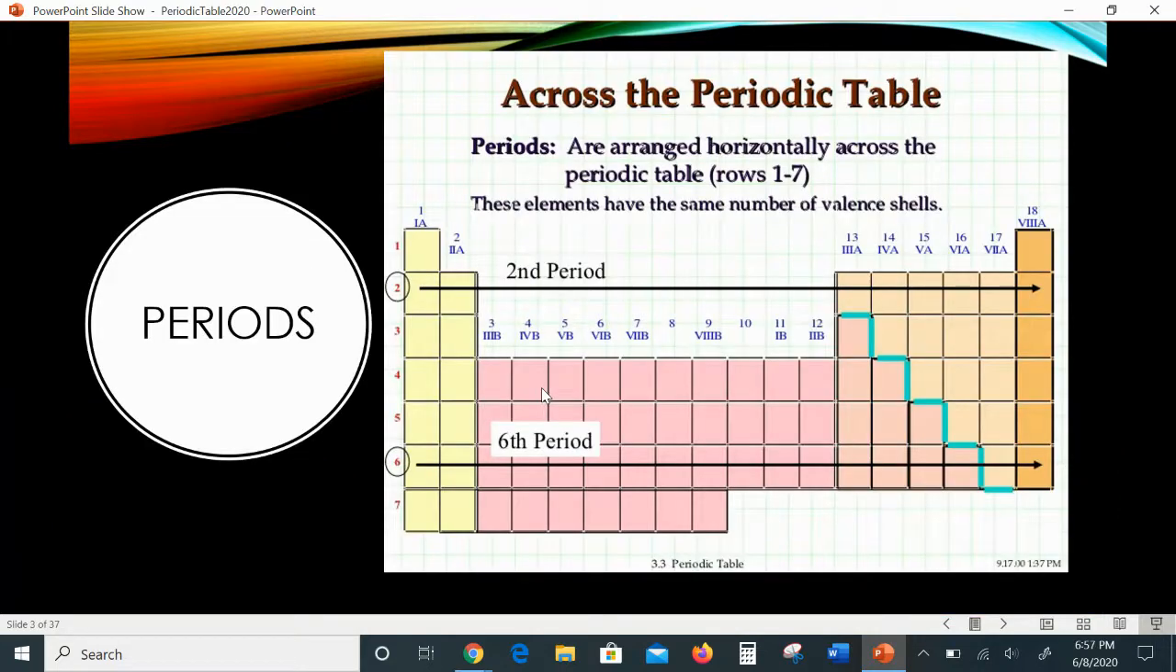So across the periodic table, the rows, we call those periods. And the periods correspond to how many energy levels there are around the atoms. We discussed this when we were doing electrons. So the first row, the first period has one ring around it. The second period has two rings around it. Everything in the third period would have three rings around it. And that's how many rings of electrons there are.